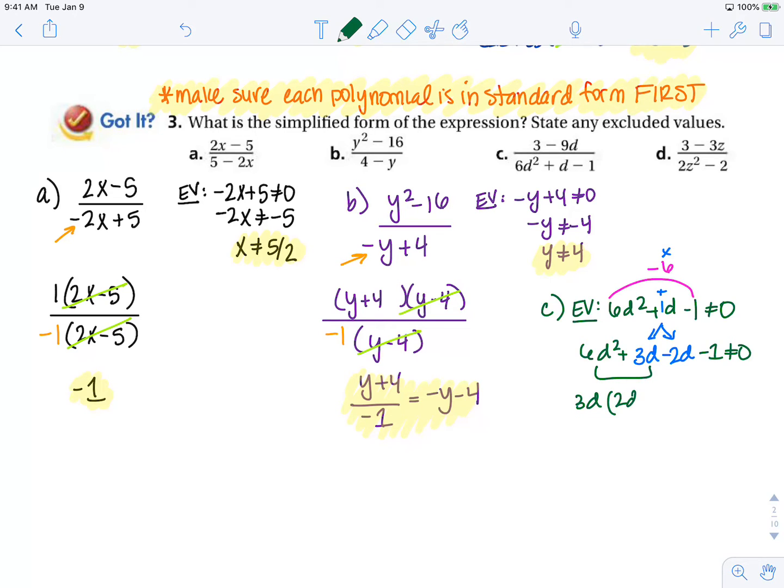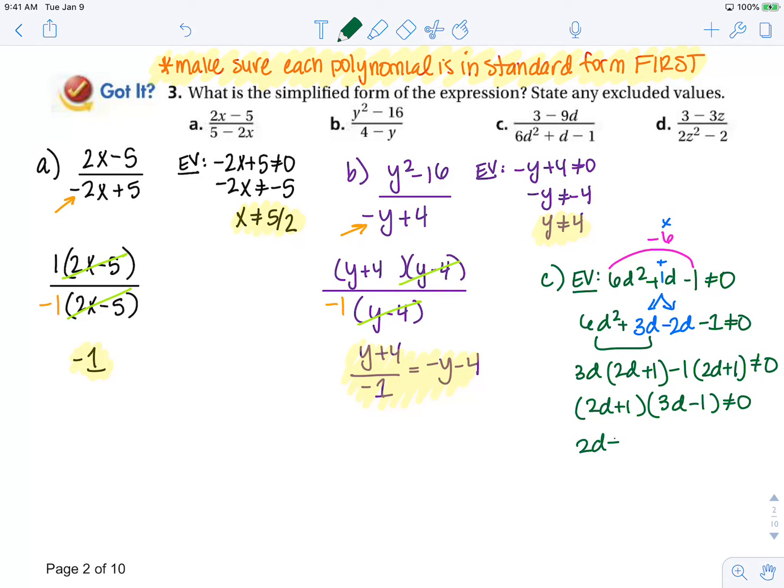GCF is 3d. GCF here is negative 1, and they both pop out a binomial GCF of 2d plus 1. When I factor out that binomial GCF, 3d minus 1 is left. So I know 2d plus 1 cannot equal 0, or 3d minus 1 cannot equal 0. So d cannot equal negative 1/2 or positive 1/3. Those are my two critical values.